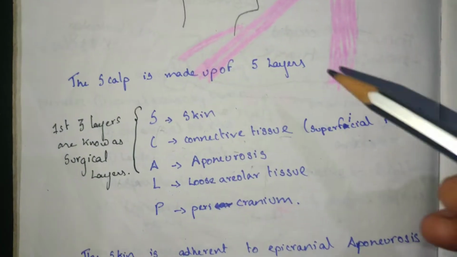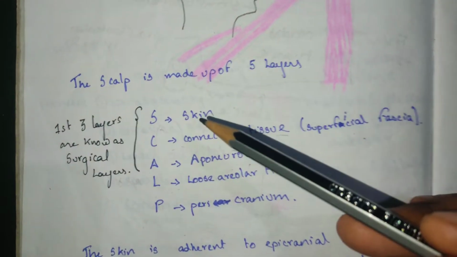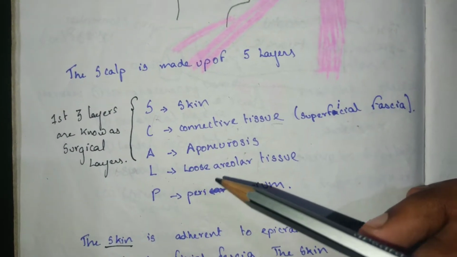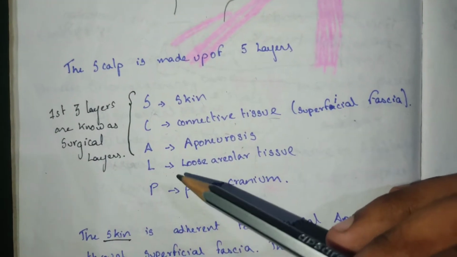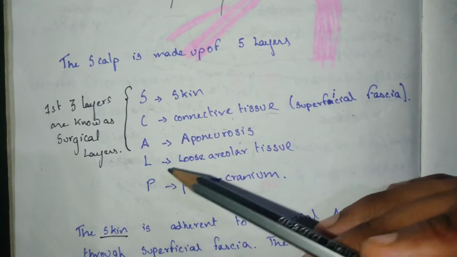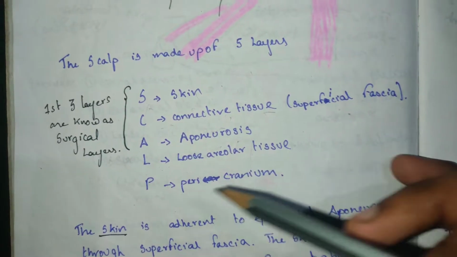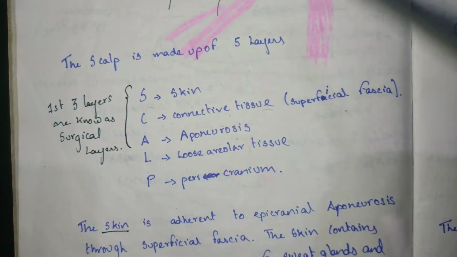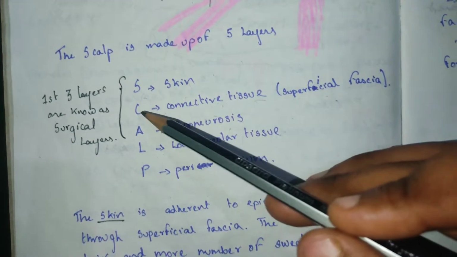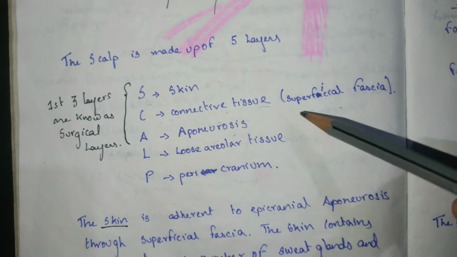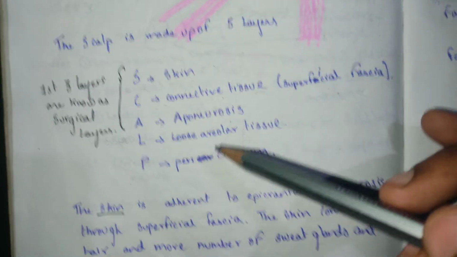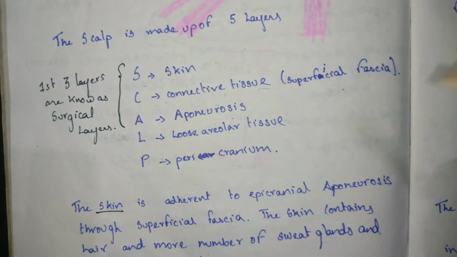The scalp is made up of 5 layers: skin, connective tissue, epicranial aponeurosis, loose areolar tissue, and pericranium. The word SCALP is a mnemonic for the scalp's 5 layers. S for skin, C for connective tissue, otherwise known as superficial fascia, A for aponeurosis, L for loose areolar tissue, and P for pericranium.